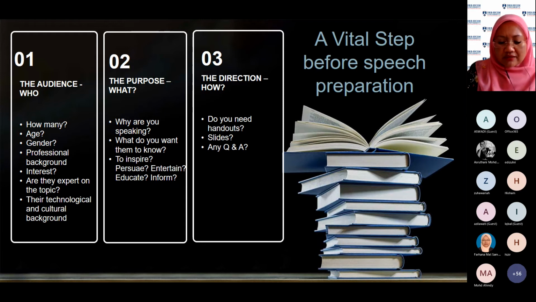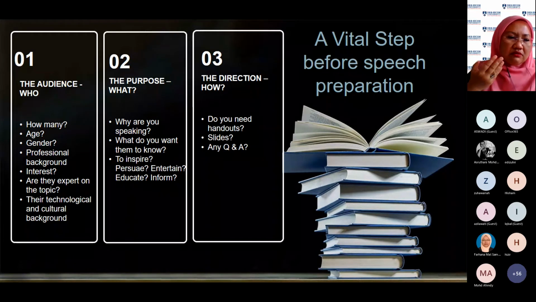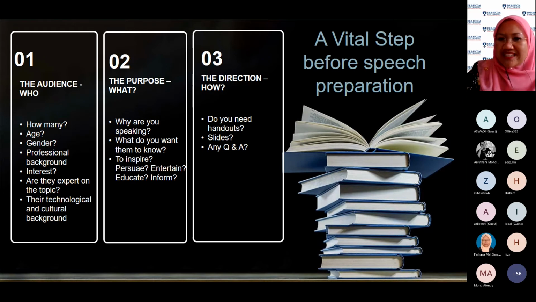Your speech, your content, and your delivery will be based on who your audience are. So you want to know how many audience you have, what their gender is, what their professional background is, and what their interests are. If the topic is related to technology, you want to know their technological background as well, and their cultural background. Are they experts in the topic? If they're experts and you only dwell on the surface of the topic, it doesn't give them any impact, because they are already experts and you just touch the surface.